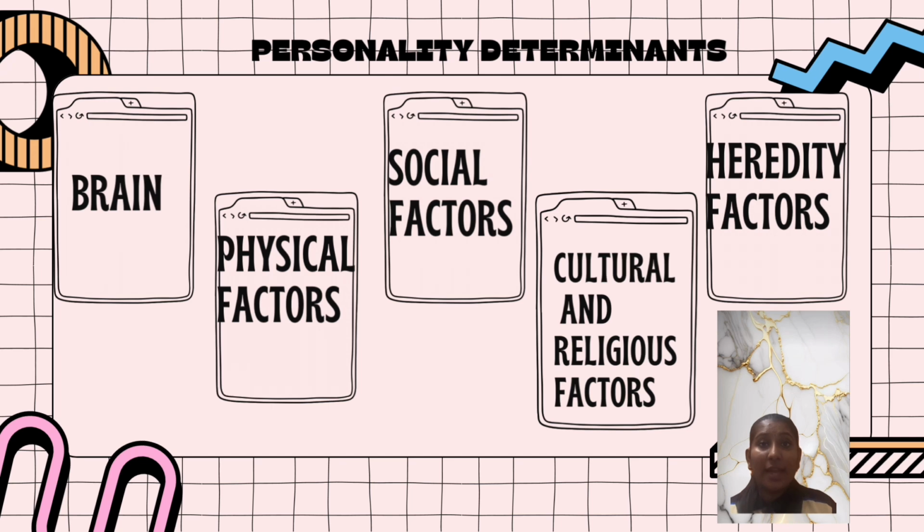Personality determinants. There are 5 personality determinants. First is brain, second physical factors, third social factors, fourth cultural and religious factors, fifth hereditary factors.